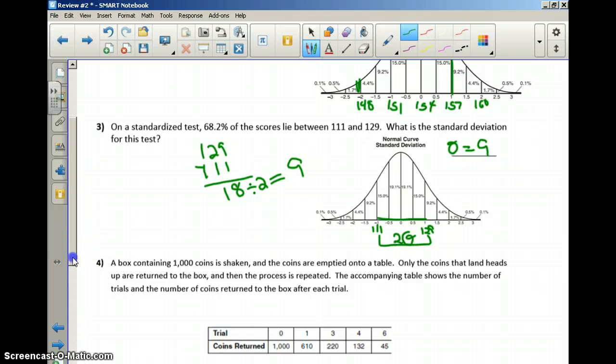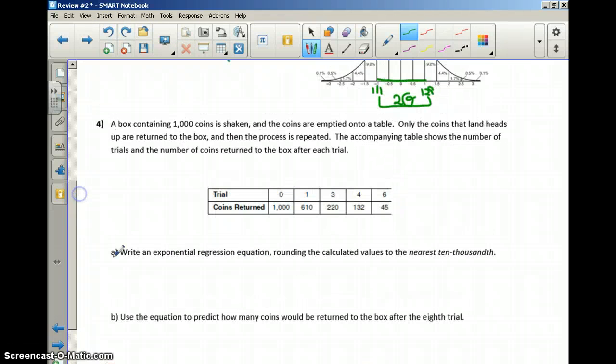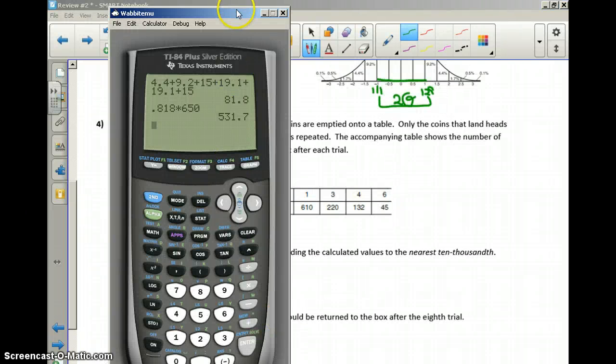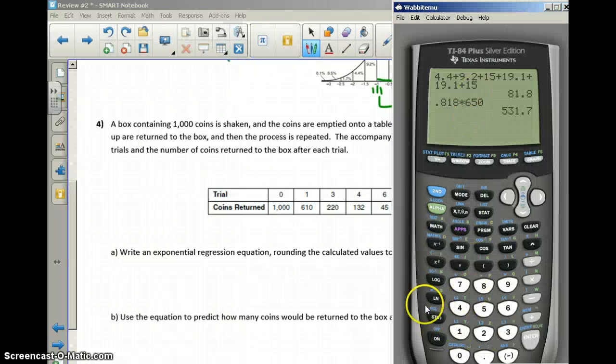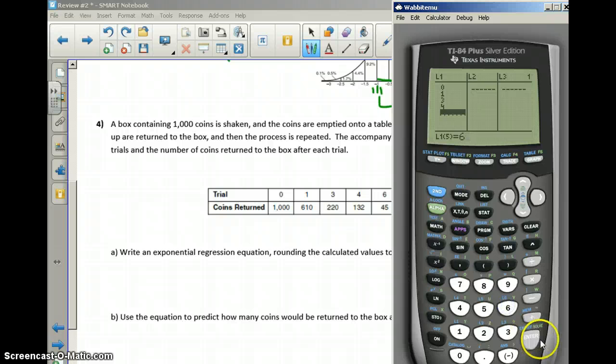The next problem is a regression problem. This one is asking me for an exponential regression equation, so I have to be really, really careful that I go to the right place on my calculator. I've already used my lists on problem number 1, so now I have to make sure I hit second memory 4. I clear my lists. I go into edit, and on list 1, let's get 0, 1, 3, 4, and 6 put in.